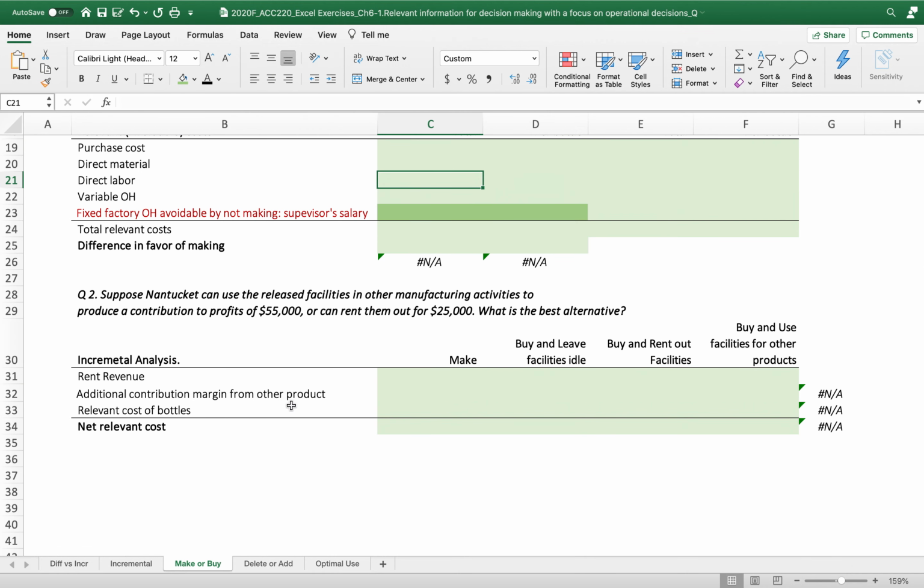Using the incremental analysis, we'll compare make case, buy and leave facilities idle, buy and rent out facilities, and buy and use the facilities for other product cases, so that we see which one has the lower net relevant cost.